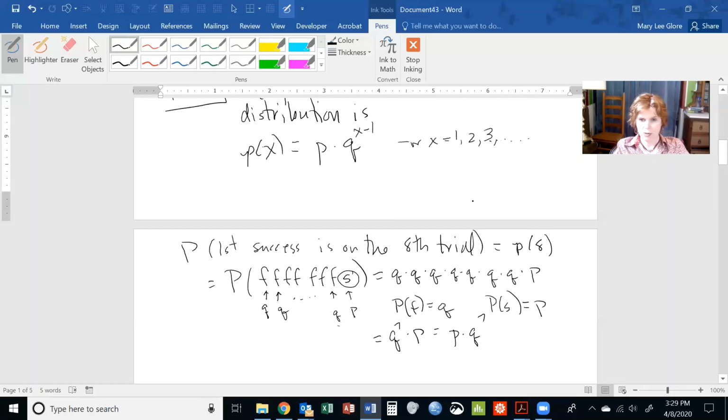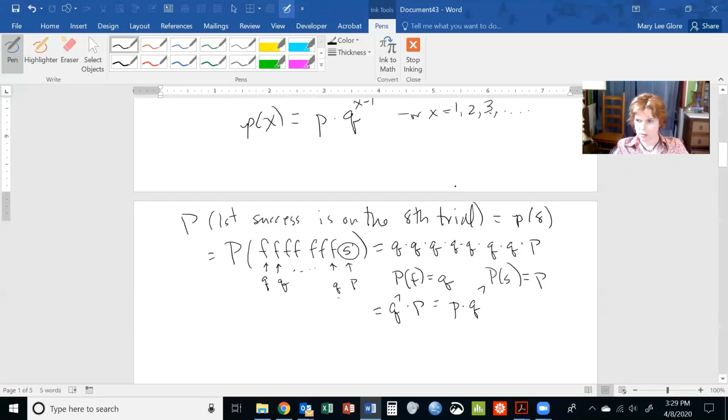Recall for the binomial, X could be 0, because if I do a fixed number of trials, I could have no successes. But here, I'm going to have one success, and X is going to be which trial that success was on.